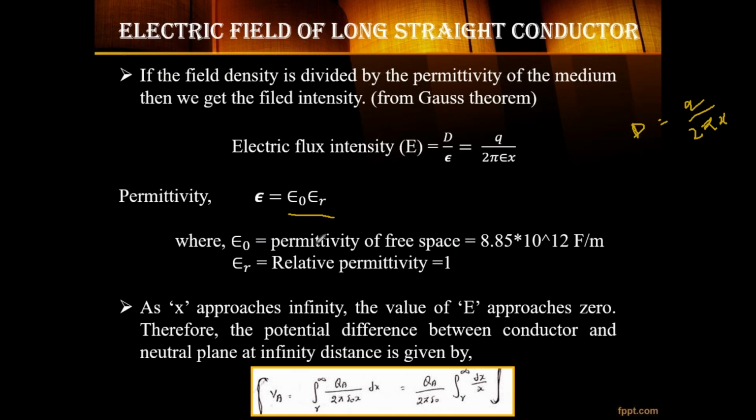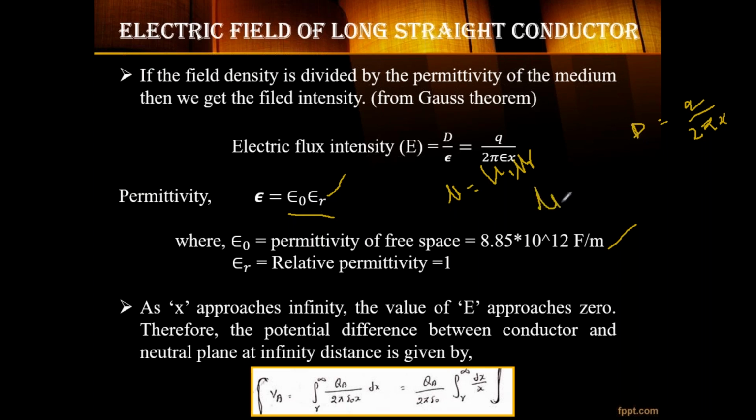Here mu naught is the permittivity of free space, and it is given by 8.85 into 10 power minus 12 farads per meter. Now here, in the same way, in inductance we are considering mu is equal to mu naught into mu r. This is used for the magnetic field, and that is used for the electrical field. So this is the difference between magnetic field parameters and electrical parameters.